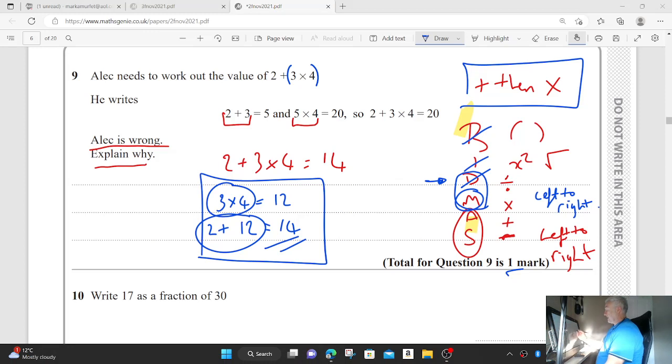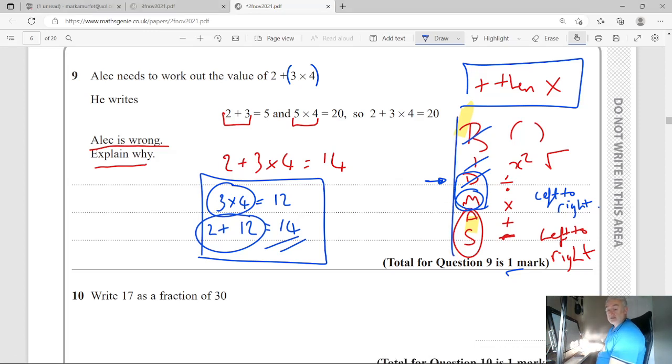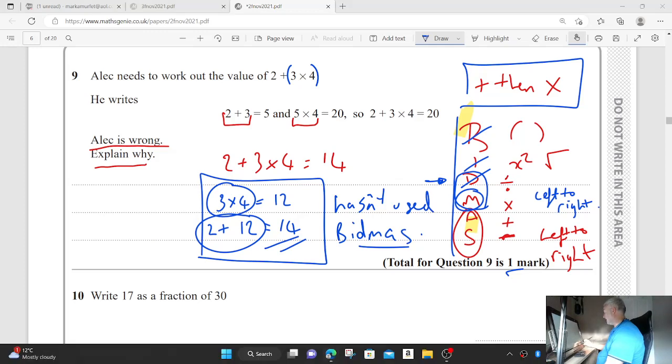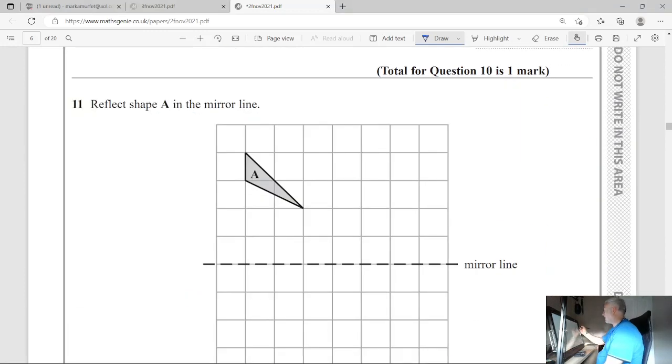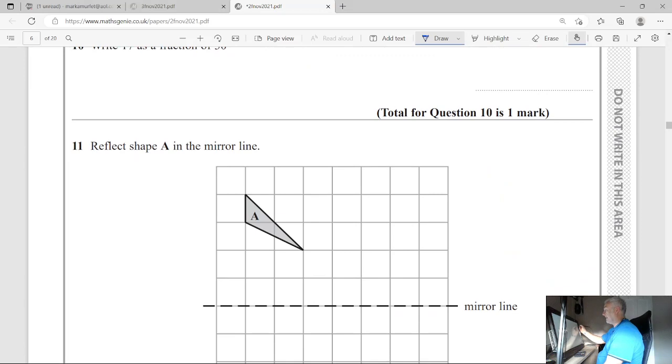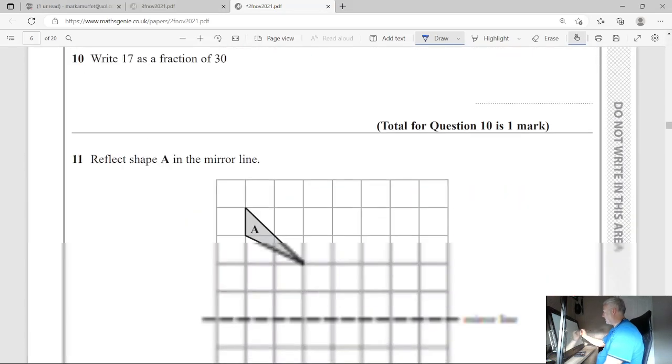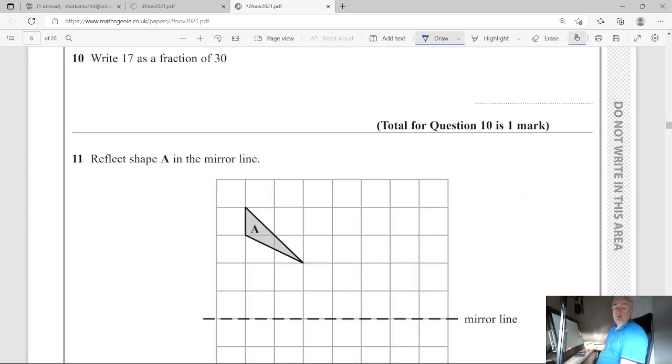The other thing you could say, he hasn't used the rules of BIDMAS. Exactly the same answer. Hasn't used BIDMAS. It's telling the examiner you know what BIDMAS is. Okay. If it's just asking for a reason why, sometimes that's a 2 mark question when they want to know the reason why and they want to know what the actual answer should be.